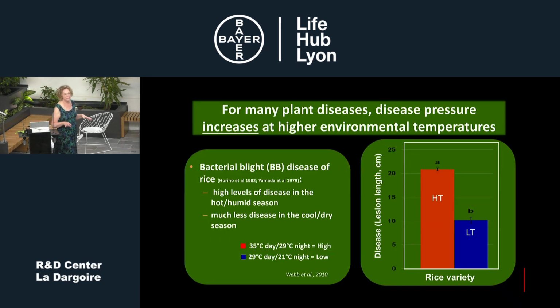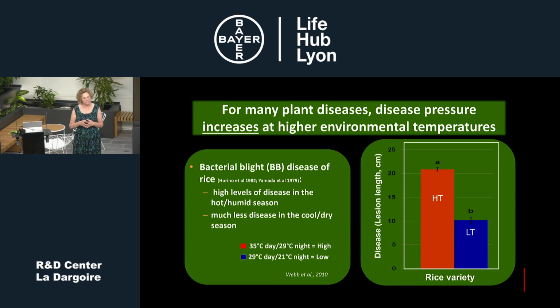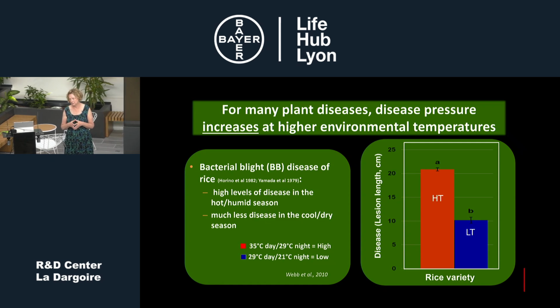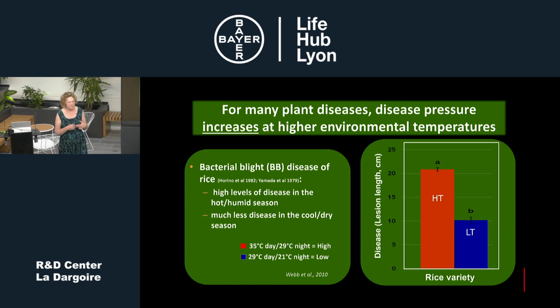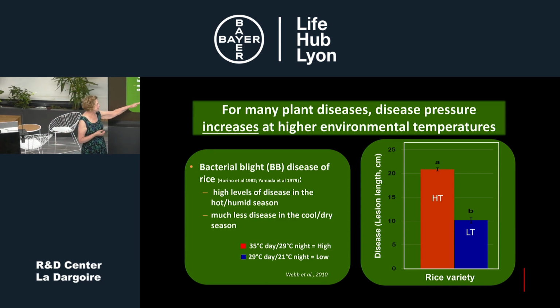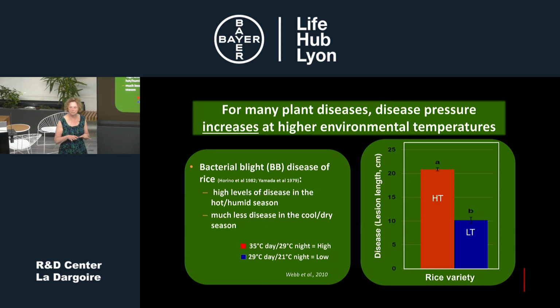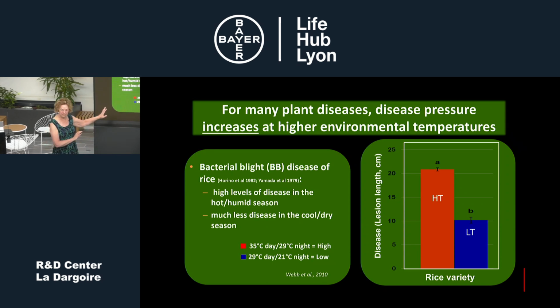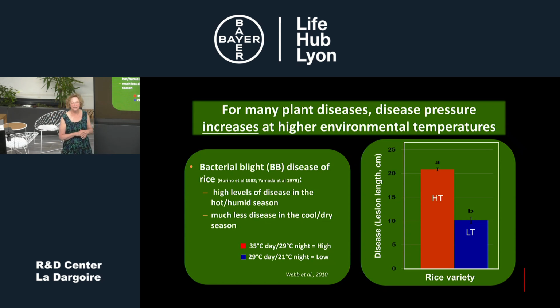For many plant diseases, we have seen that disease pressure increases with increasing temperatures. So for example, with bacterial blight of rice, you can see that at 35 degrees day and 29 degrees night, which we chose as our high temperature, and the rationale for these particular temperature ranges is that 35 degrees day, 29 degrees night is the average temperature for the hot season in the Philippines, where I do a lot of my work, and 29 day, 21 night is the average temperature for the cool season.